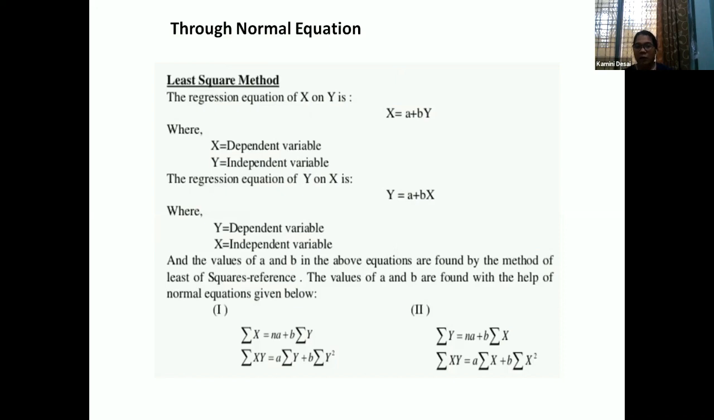The values a and b in the above equation are found by the method of least squares. The values of a and b are found using the normal equations given below. So this is how to find a and b. The normal equations are: sum of x is equal to na plus b sum of y, and sum of xy is equal to a sum of y. Here you have to solve simultaneous line equations.